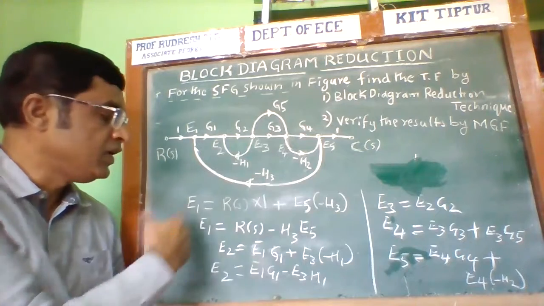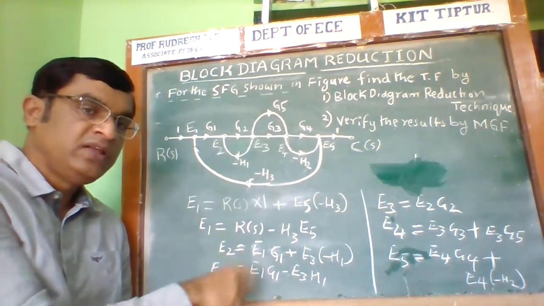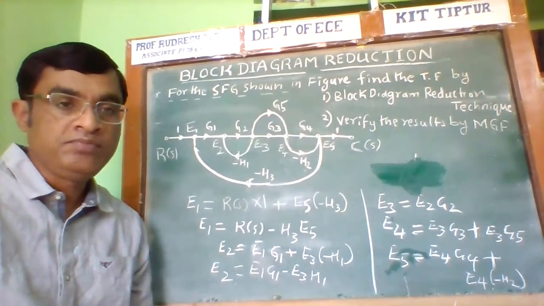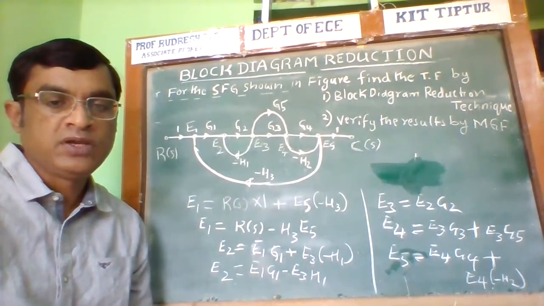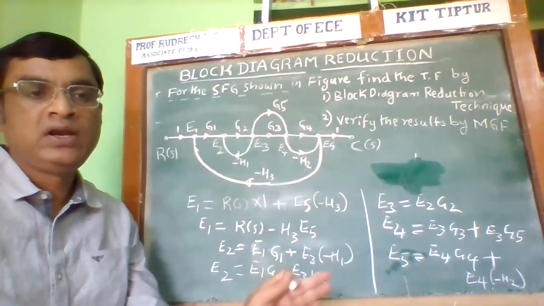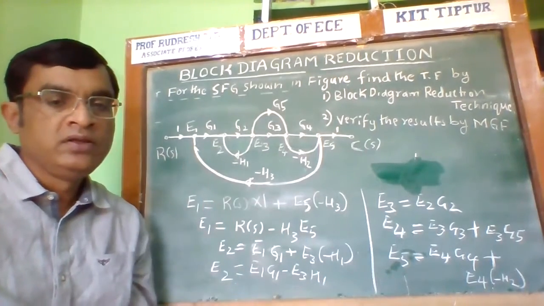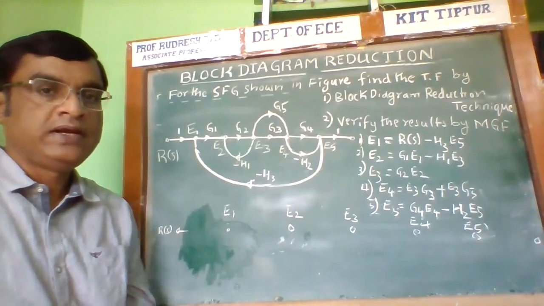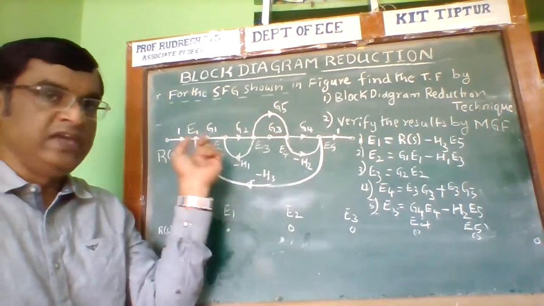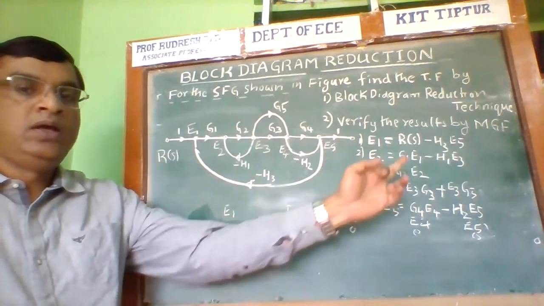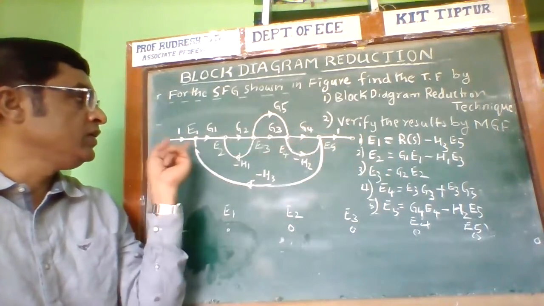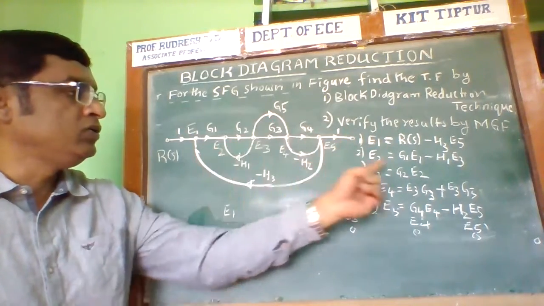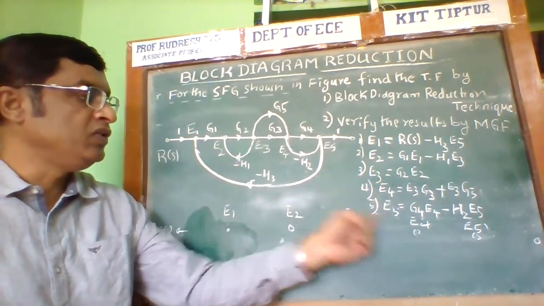The next step after writing the equations is to use them to simulate the block diagram of the system using the signal flow graph. Simulate the block diagram and apply the rules of block diagram algebra. Once we write the algebraic equations at each node, after naming the nodes, we write the equation. The equation at node E1 is this, at node E2 this, and this is E3, E4, E5.